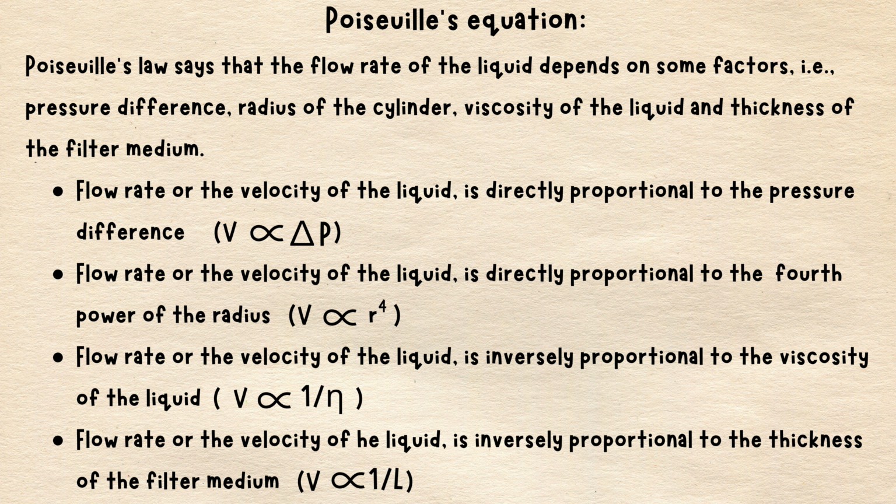Number 1 is pressure difference. Flow rate, or the velocity of the liquid, is directly proportional to the pressure difference, so we can say V is proportional to del P. Next is the radius of the circular cylinder. Flow rate, or the velocity of the liquid, is directly proportional to the fourth power of the radius, so V is proportional to R to the power 4. Next are viscosity and the thickness of the filter medium. They both are inversely proportional to the flow rate of the liquid, so V is proportional to 1 by eta and V is proportional to 1 by L.